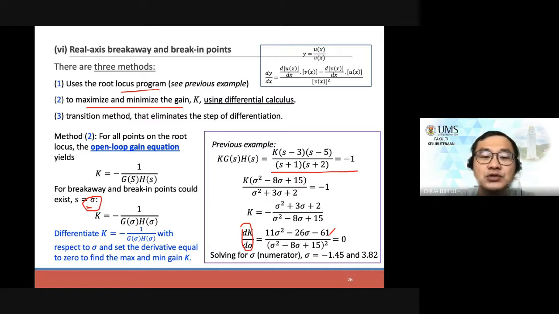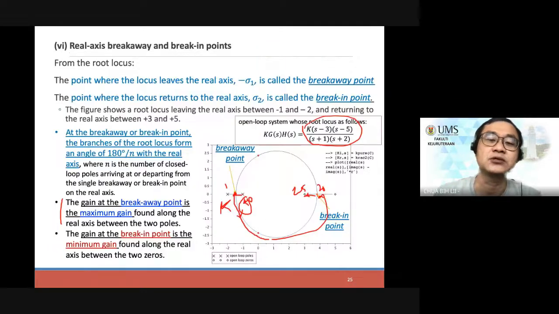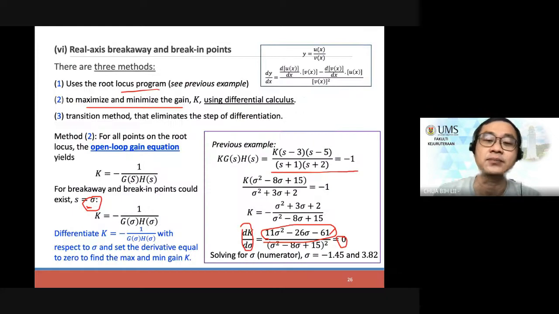So once you set this, how can we get the maximum and minimum value? We know that the upper part, the numerator, must be equal to 0. So we just solve the upper part. Eventually when we solve this quadratic equation, we get sigma equals minus 1.45 and 3.82. So this is how we can obtain it.